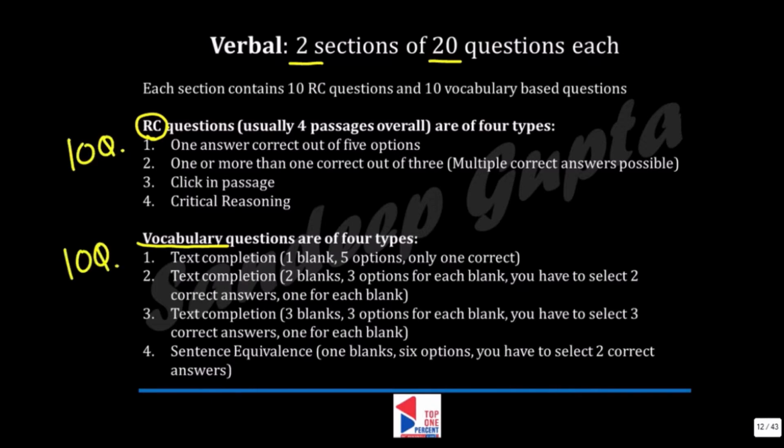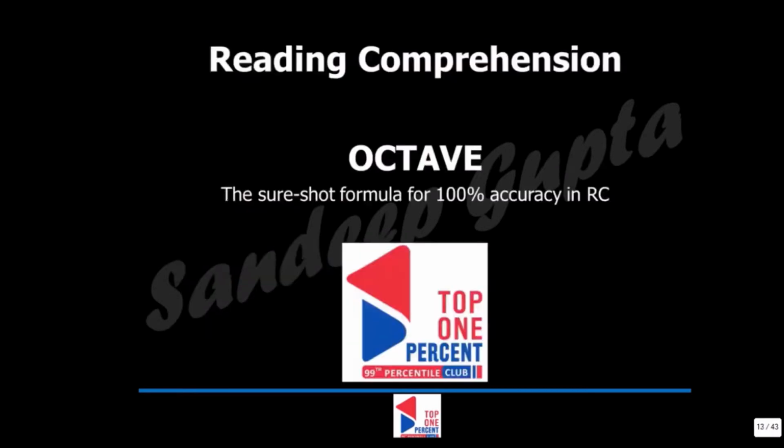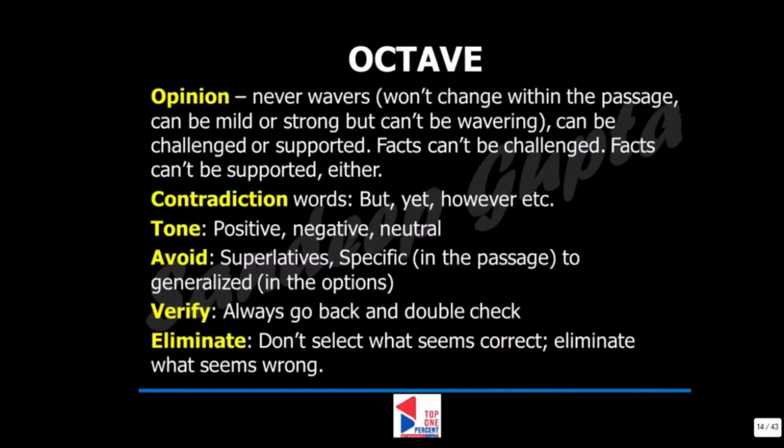Now, over the last 2 decades, I have evolved a process called Octave in reading comprehension. And that is one method that can give you 100% accuracy irrespective of the type of RC passage asked. Remember, the content of the passages usually is extremely challenging on the GRE, but this is one method that will give you the answers extremely easily and absolutely accurately, and you can solve the passages very fast also. So this is the process.